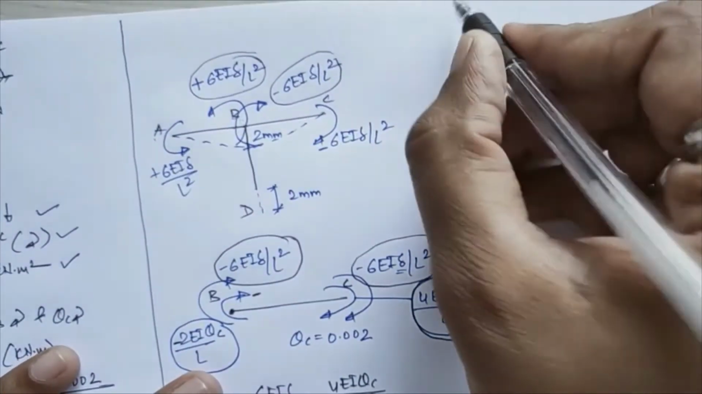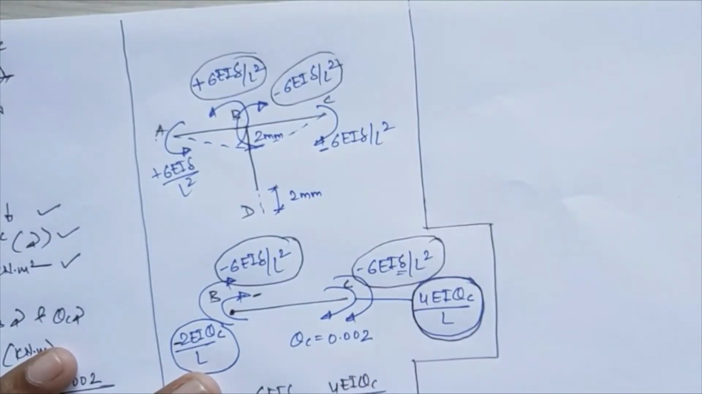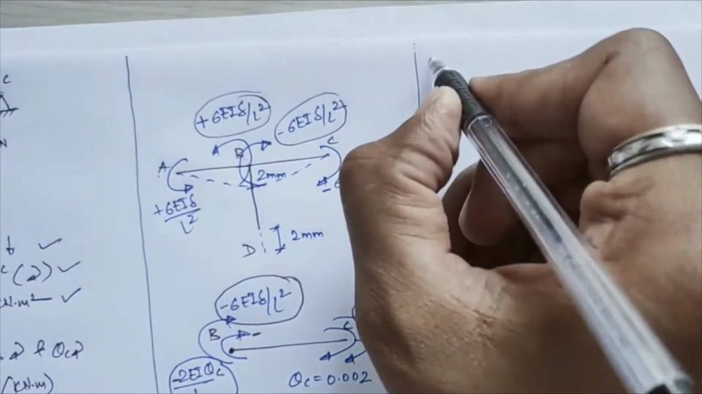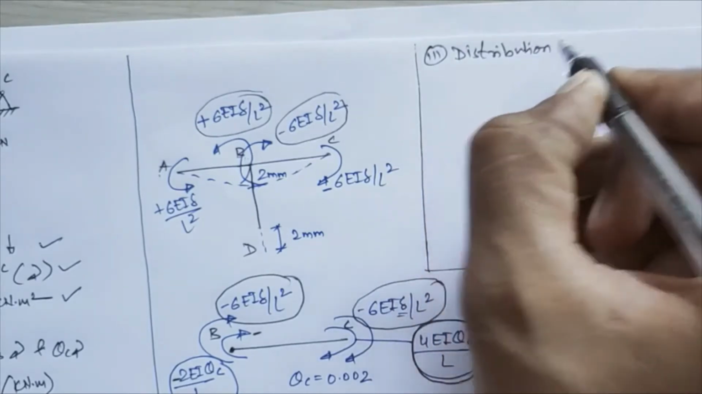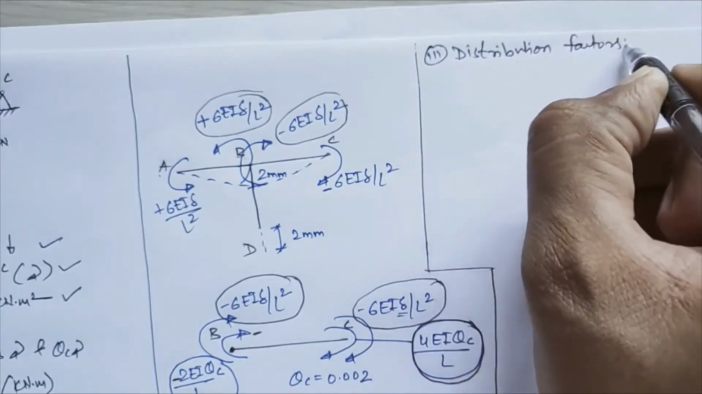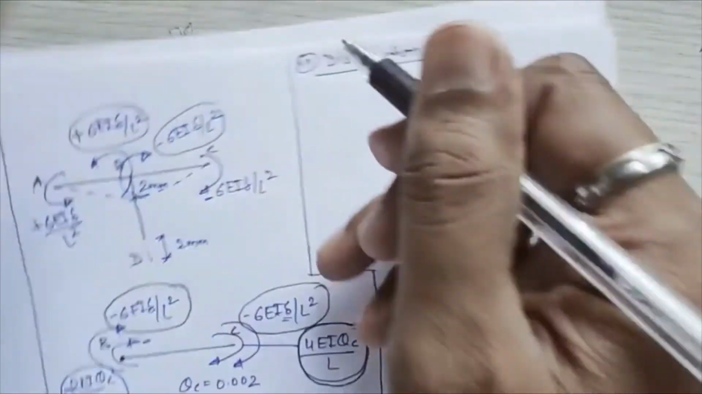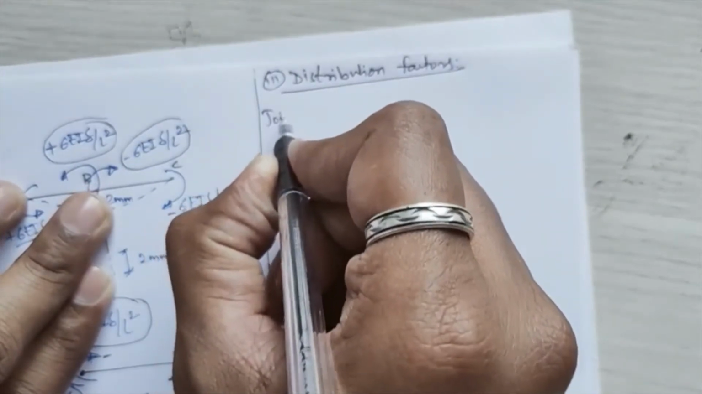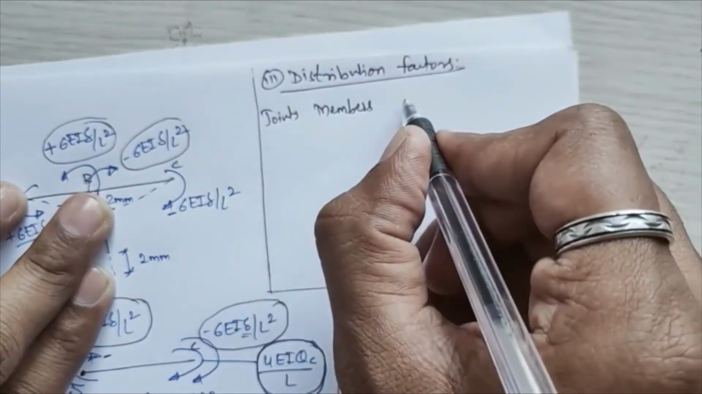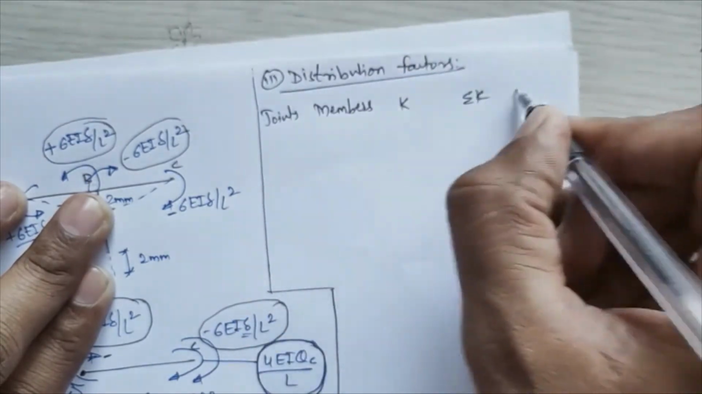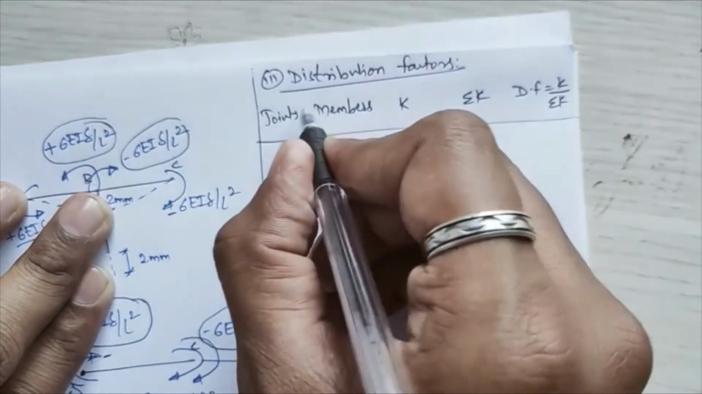Okay, now we'll move to the next part of this numerical, that is step number 3. We'll be calculating distribution factors. For distribution factors we have the table. In that table, your first part is what? First is your joints, then next is members meeting this joint. Then next is relative stiffness K, total stiffness summation of K, and last is DF is equal to K upon summation of K.